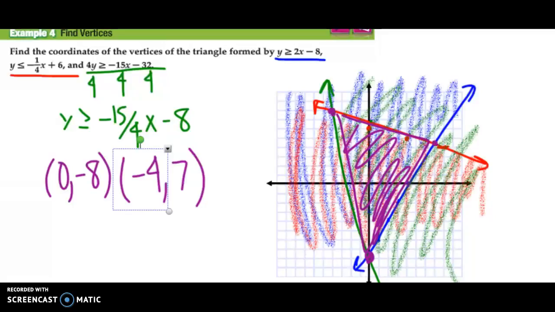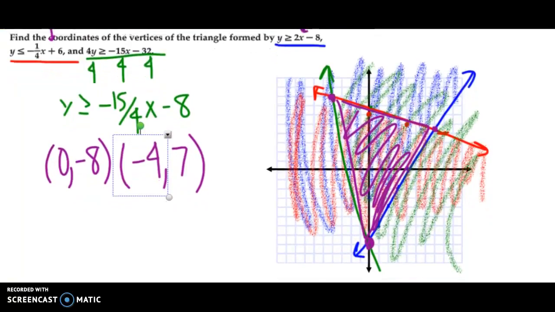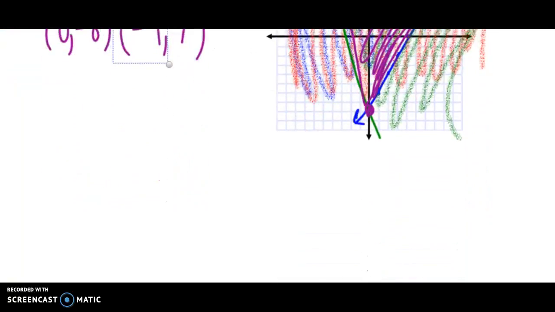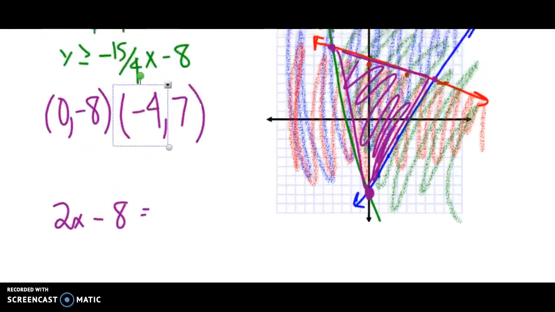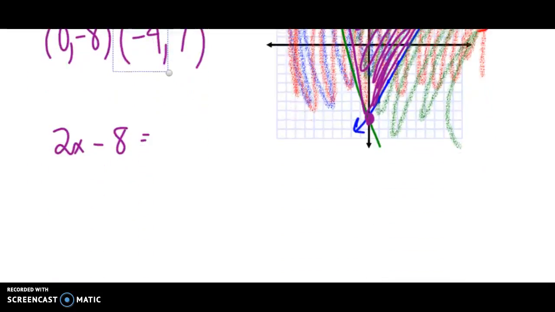Okay, so for that one, we see where the blue and the red cross. We're going to set the blue and the red equations equal to each other and solve for x and y. So we're going to write 2x minus 8 is equal to, because we're trying to find where they're equal, negative 1/4 x plus 6. Okay, this is a straightforward problem, so what I'm going to do is add 1/4 x to both sides.